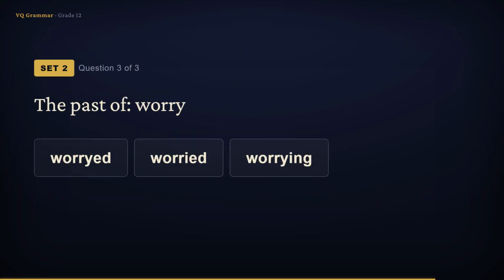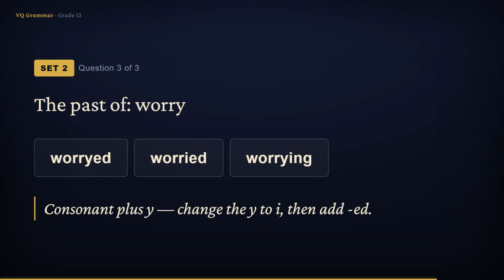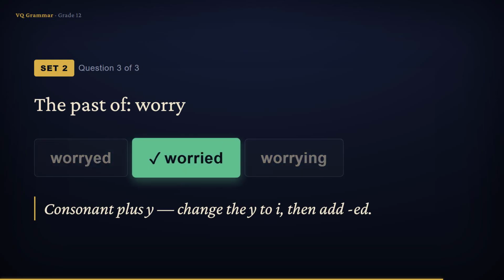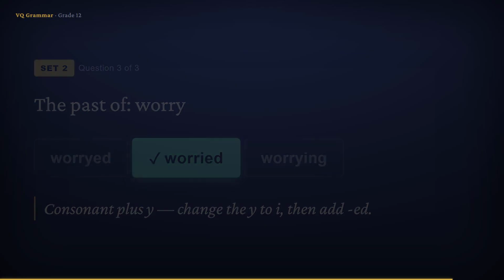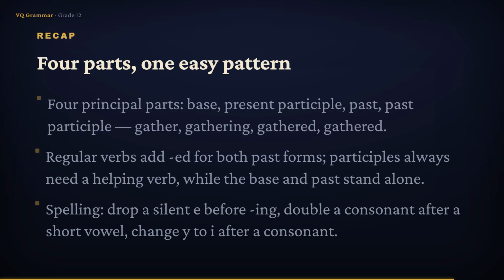And the past of worry. This verb ends in a consonant, R, plus a Y, which means the Y changes to an I before the ed. So worry turns into worried. Not worrried, and certainly not worrying, because that one is the ing form, and the ing form always keeps its y. Let's gather it all up.